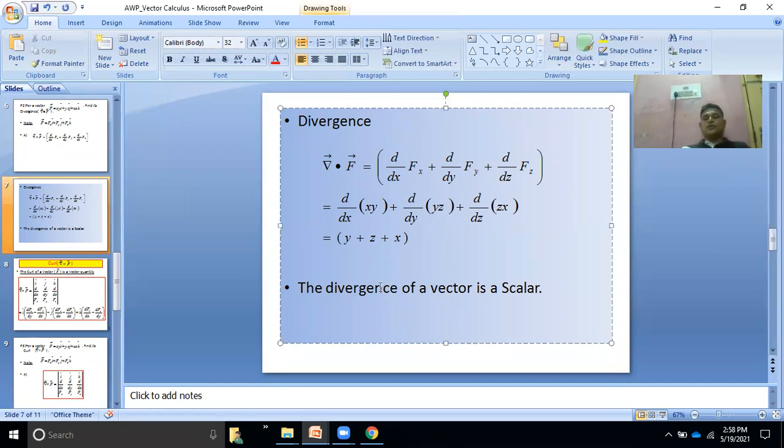Here, what you have to remember is that the divergence of a vector is a scalar quantity. It is a scalar quantity.